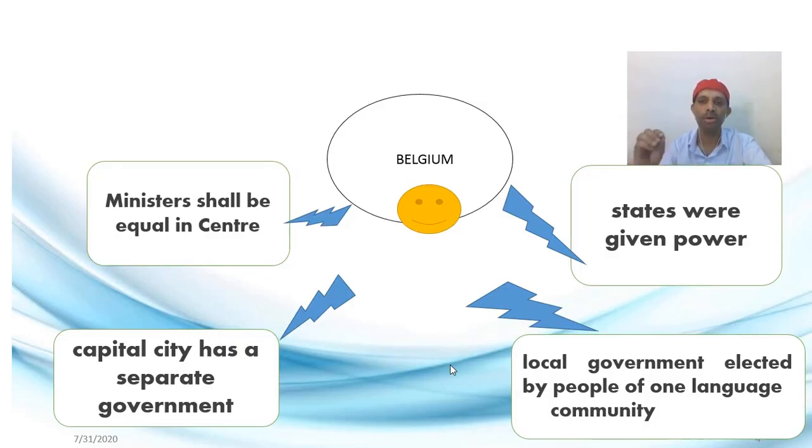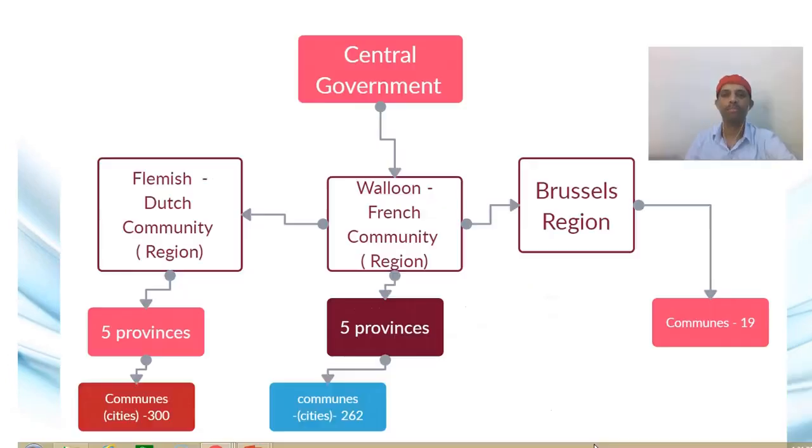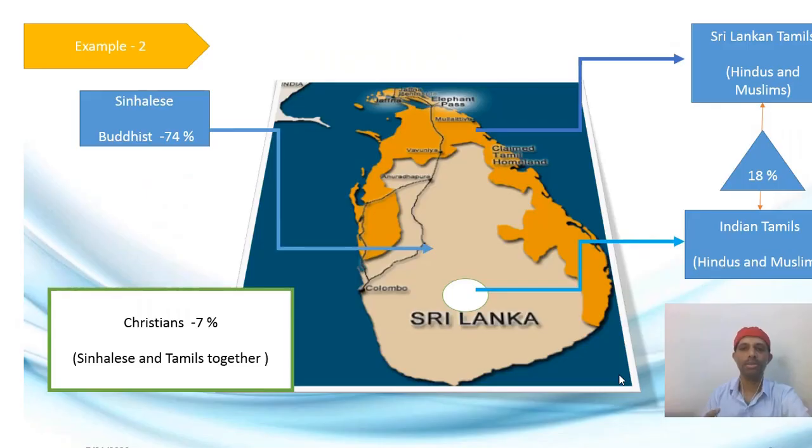In spite of having conflict in the beginning, Belgian people avoided that conflict through power sharing in different ways. So when you look at this diagram, you will understand how power sharing is done in Belgium. This will give you a rough idea. There is a central government, there are various regions, and there are provinces. In each region, we have 5 provinces, and there are communes or cities, and a number is also given here. And this is how Belgium had gone for power sharing to avoid conflict, and that shows why we should have power sharing.